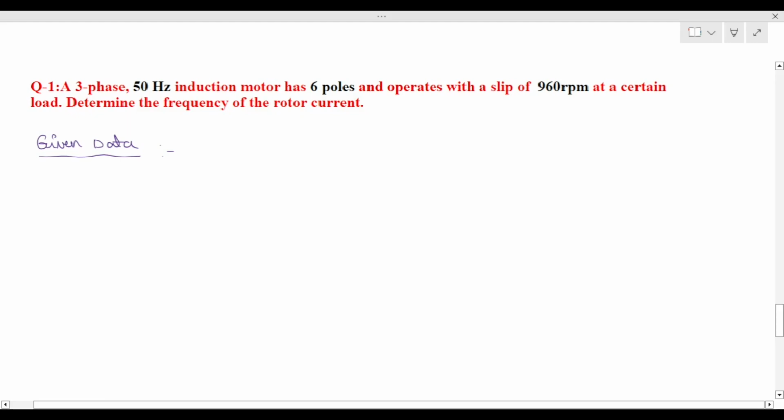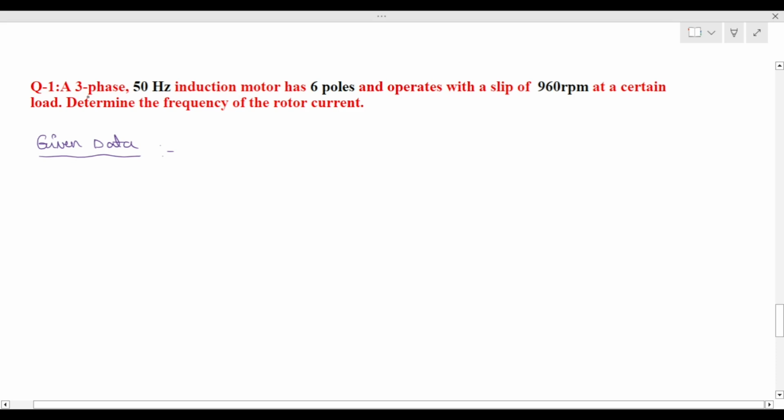In the previous class we discussed the problems related to slip, slip speed and rotor speed. In this class we will discuss the problems regarding rotor parameters. If you have any doubts about these formulas, those classes are already placed in the playlist, so you can go through them.